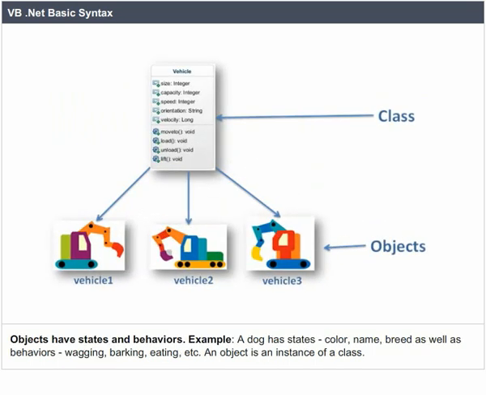Objects have states and behaviors. For example, a dog has states: color, name, breed, as well as behavior: wagging, barking, eating, etc. An object is an instance of a class.